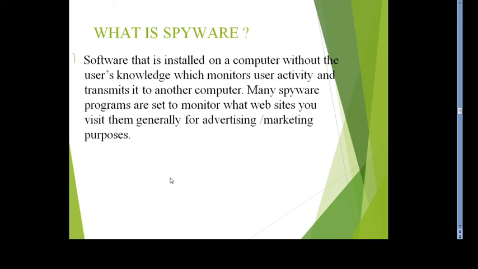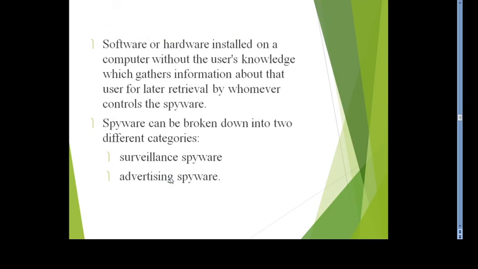Software that is installed on a computer without the user's knowledge, which monitors the user's activity and transmits it to another computer, is called spyware. Many spyware programs are set to monitor what websites you visit, generally for advertising and marketing purposes. It is software and hardware installed without the user's knowledge, which gathers information about the user for later retrieval by whoever controls the spyware.